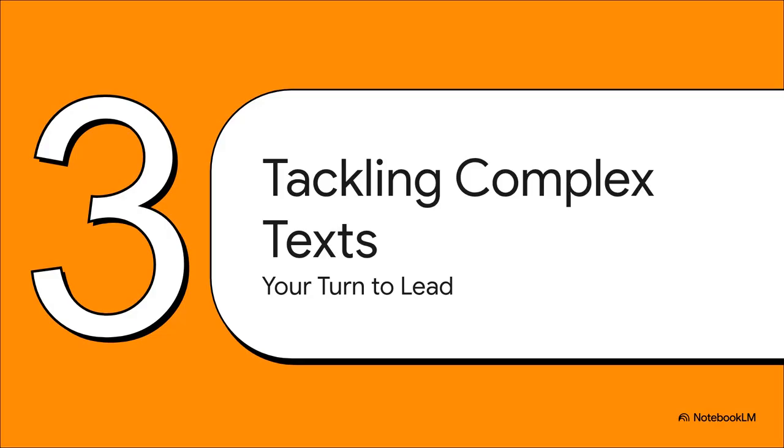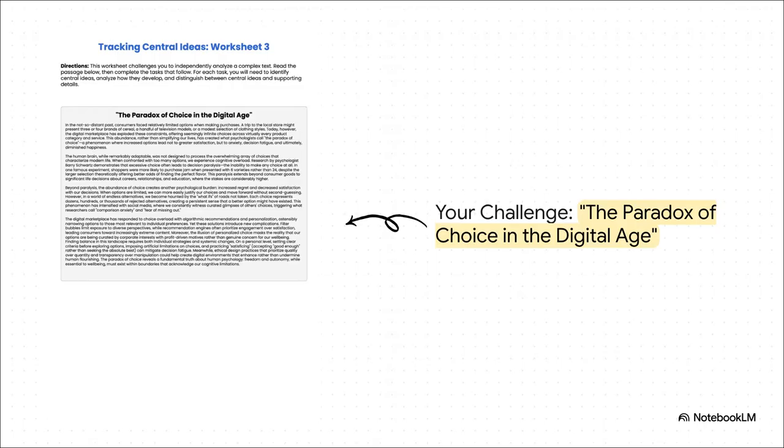Okay, you saw my process. Now it's your turn to take the lead. We're going to level up and tackle a more complex text. This one actually has two central ideas that are working together. Let's see what you can uncover. So here is your challenge: the paradox of choice in the digital age. As you read through this, your mission is to hunt for and identify not just one, but two interconnected arguments that the author is making.